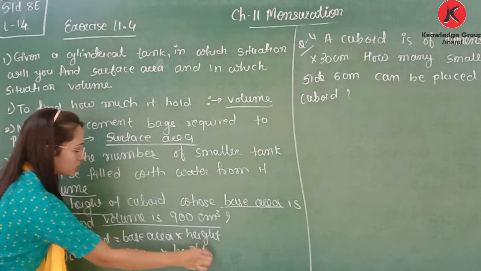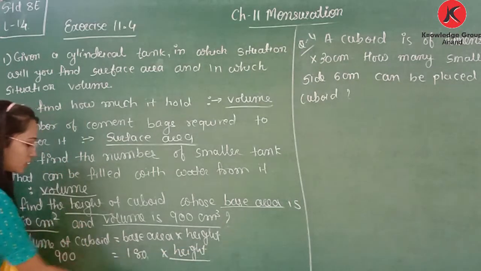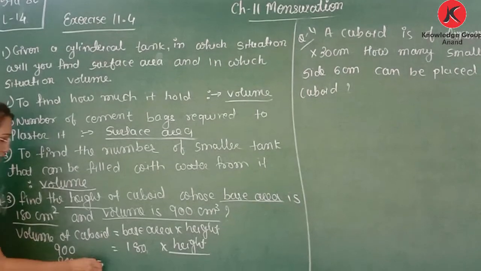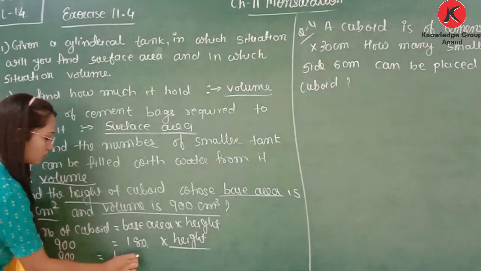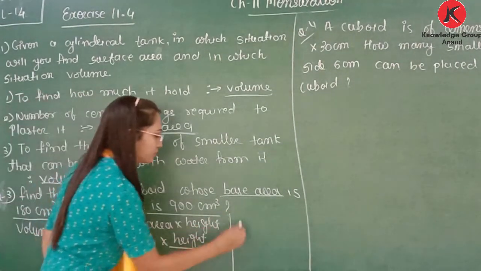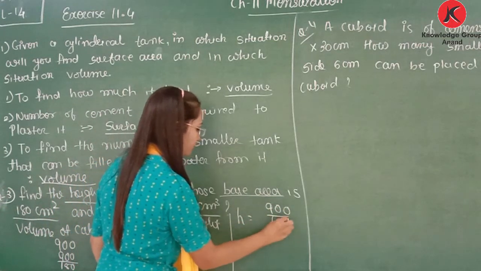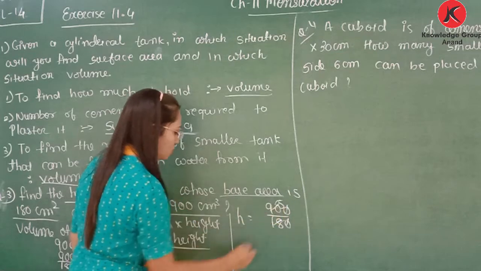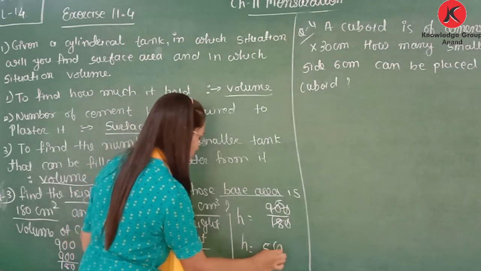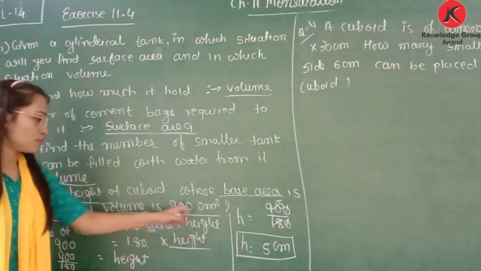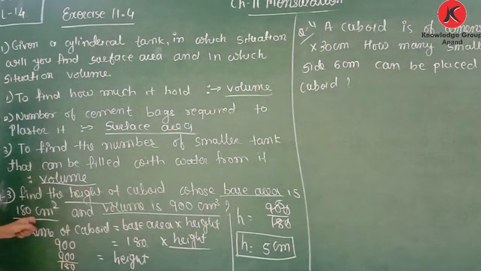So to find height, we need to divide by 180. So 900 divided by 180, that is the height. If you divide 900 by 180, the height will be 5 cm. The unit is centimeter because volume is centimeter cube and base area is 180 centimeter square. So that's why height is 5 cm.